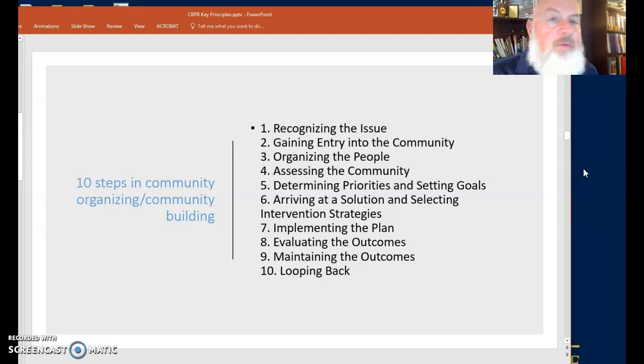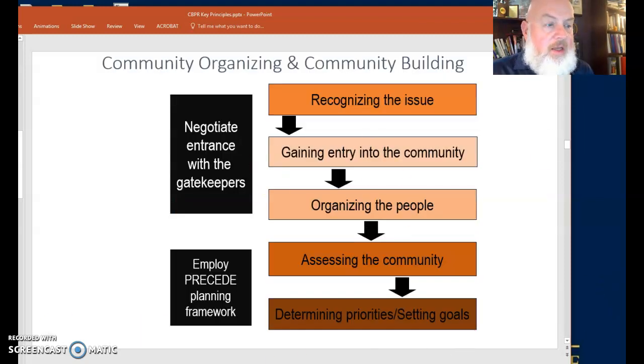Items 6 through 10 will be covered in your next 2 classes, but these are things that would be helpful for you to think about now and to be working on as we speak. And so again, you have recognizing the issue, gaining entrance into your community, organizing, assessment.